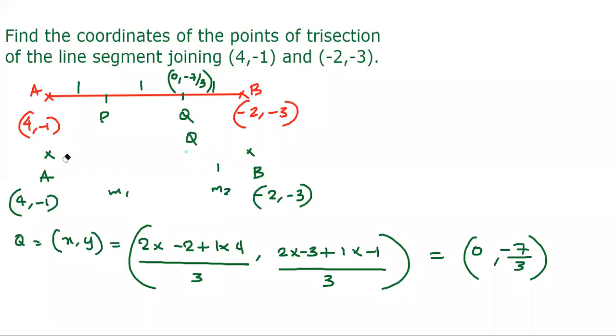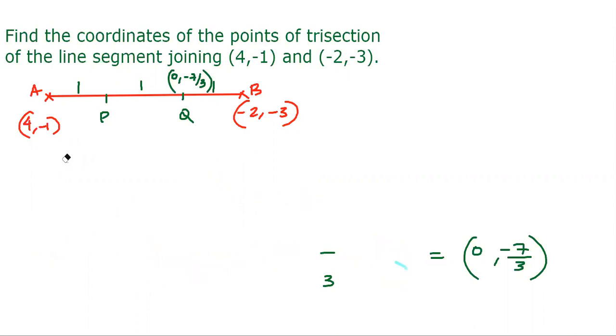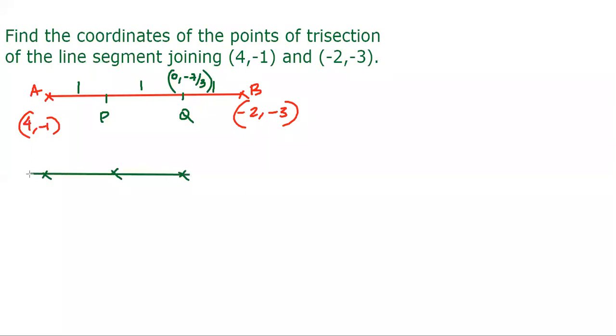So again we need to find the coordinates of P. Now we just think about A, P and Q. That is the simplest way. If you want, you can again take A, B and P, that's all right, but I'm telling you an easy method. Just think about A, P and Q. If you want, you can mark the line again. So this is A, P and Q.